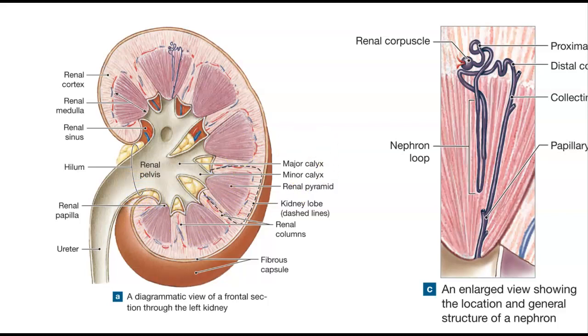Let's see, we also have the minor calyx that extends from each pyramid. So there's 1, 2, 3, 4, 5, 6, 7 minor calyces on average. I don't think it's always the exact same, but there's 7 here. Anyway, there's one minor calyx for each renal pyramid.